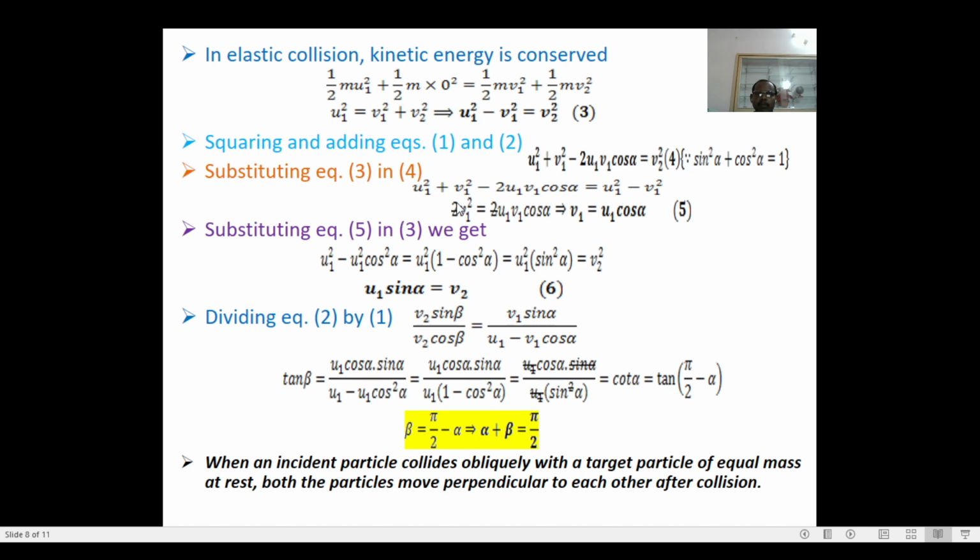When this is shifted to the opposite side, it will become plus v1 square. v1 square plus v1 square is 2v1 square, which is equal to 2u1 v1 cos alpha. This implies that v1 is equal to u1 cos alpha. Call it equation number 5.